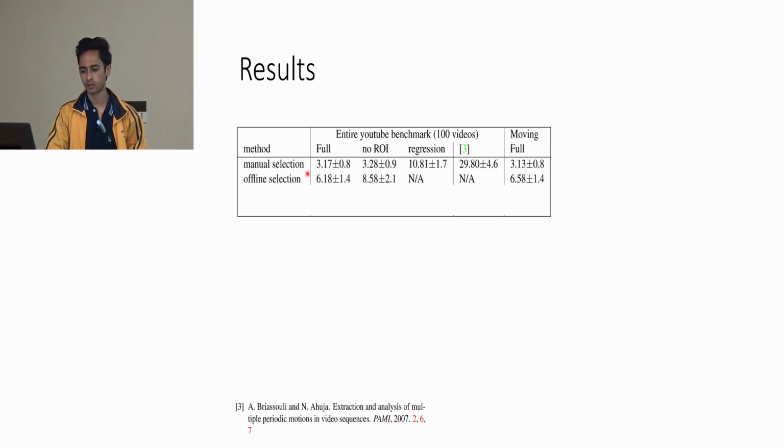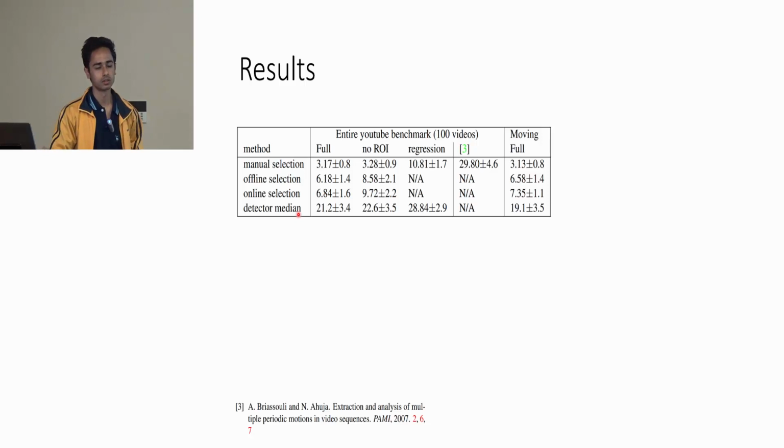In offline selection, they run all detectors throughout the whole video and pick the one with the lowest entropy at the end. Compared to manual selection, offline selection performs a bit worse. Online selection is running it in live mode, so they take the reading every 40 frames and average it. And detector median means they take the median of the 3 detectors they choose and use the score from that.